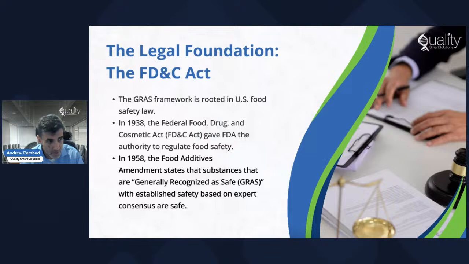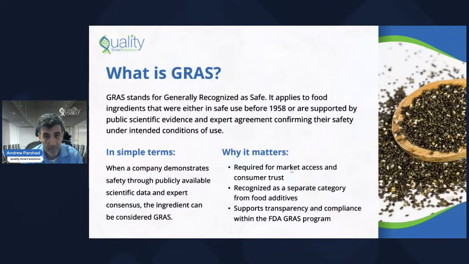Now, importantly, it also carved out an exemption for substances that are generally recognized as safe, GRAS as we call it today. GRAS substances are considered safe based on scientific evidence or a long history of common use in food, and this determination must be supported by expert consensus. GRAS became an essential alternative pathway to market for ingredients that meet this high level of scientific agreement without needing formal FDA approval, and that's the self-affirmation pathway.